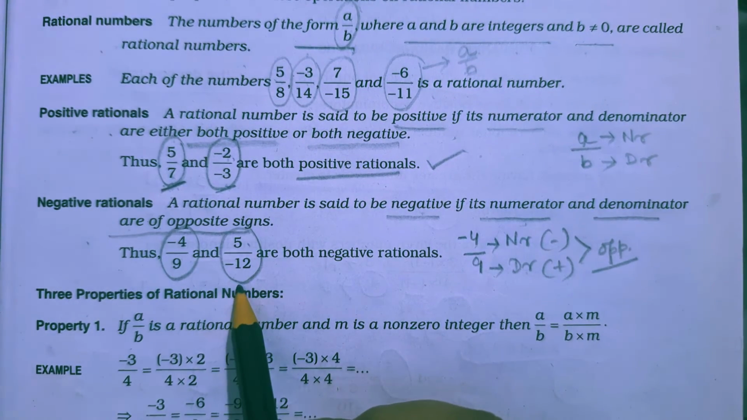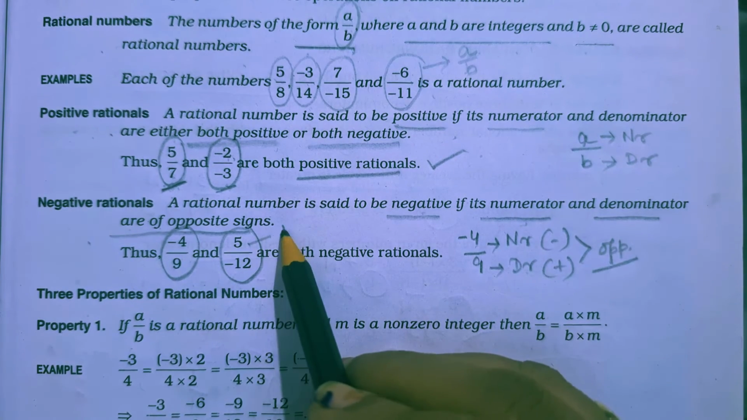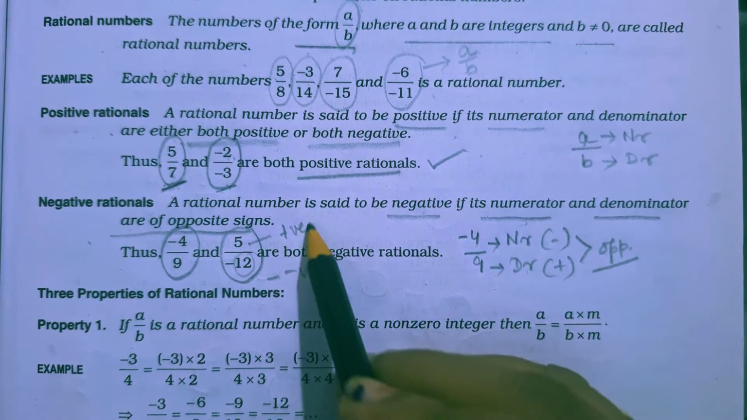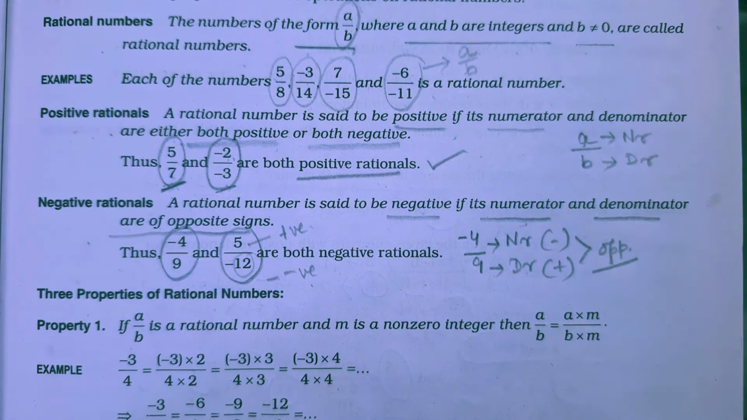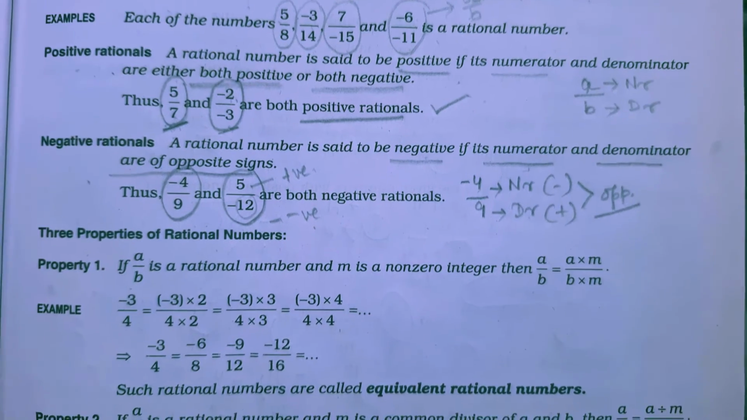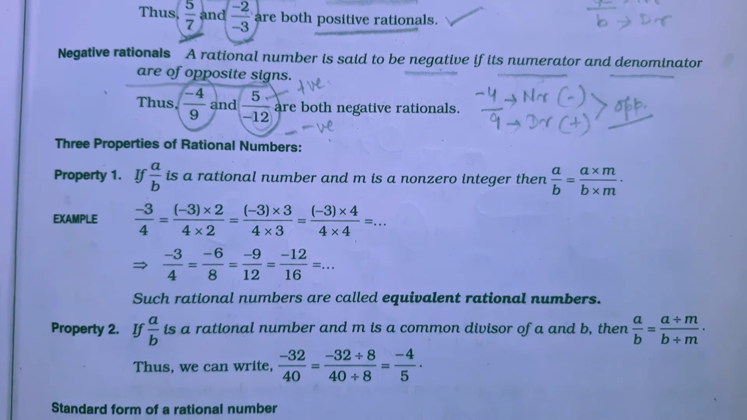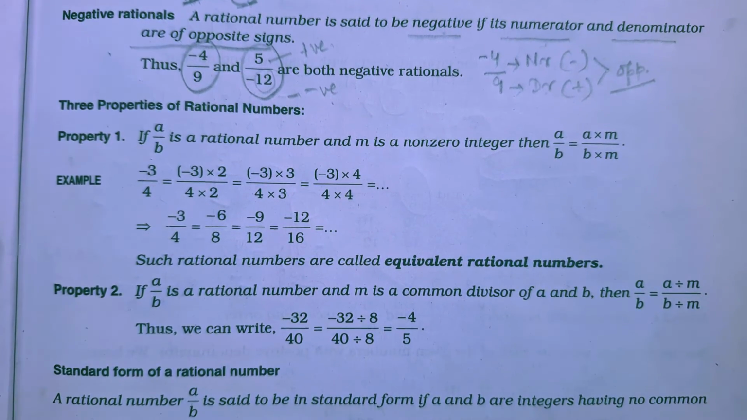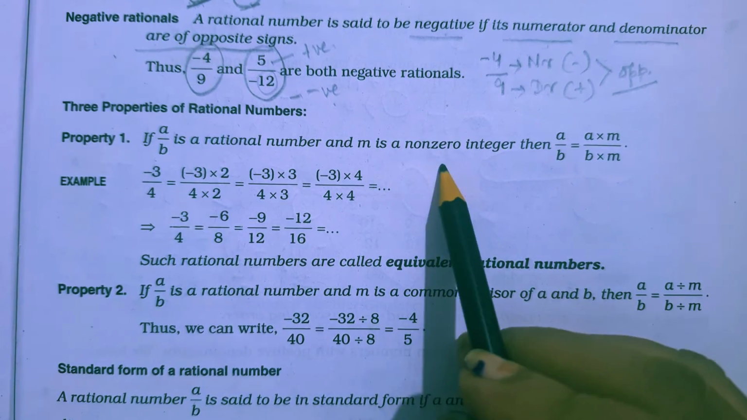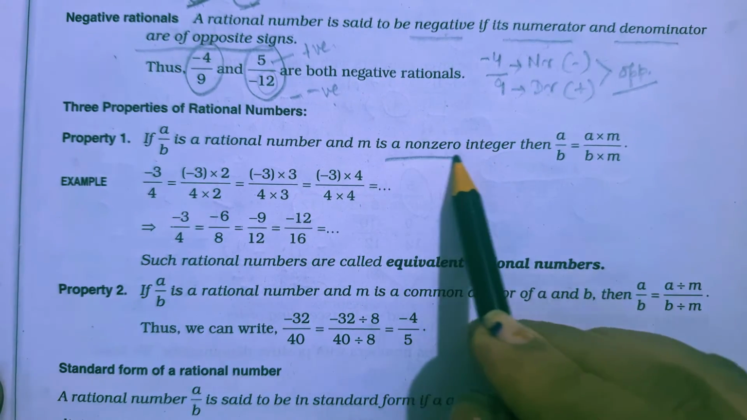Similarly, 5 upon -12. Numerator 5 is positive, denominator 12 is negative. Both are opposite signs, therefore they are called negative rationals. Now we will go through some properties of rational numbers. The first property states that if a upon b is a rational number, and m is a non-zero integer. What do you mean by non-zero integer?